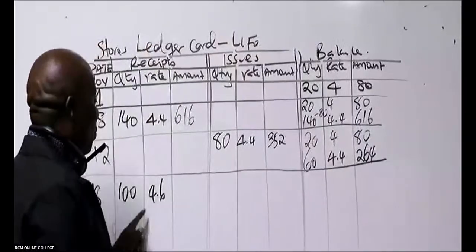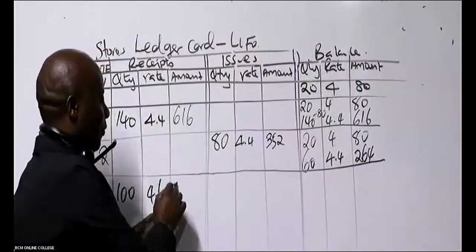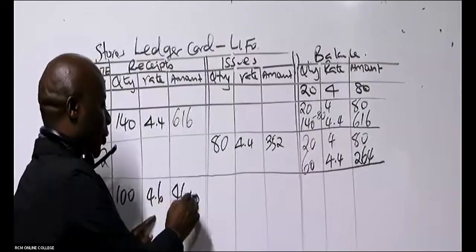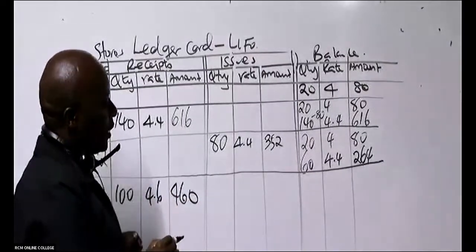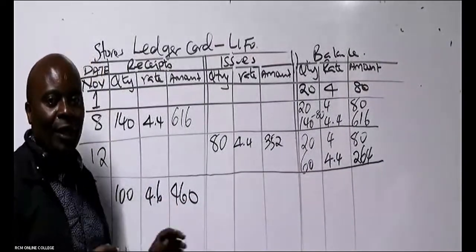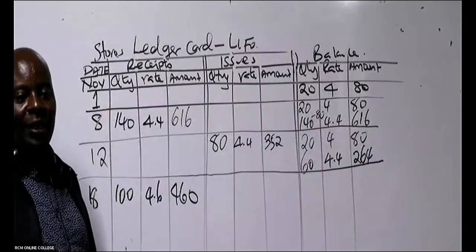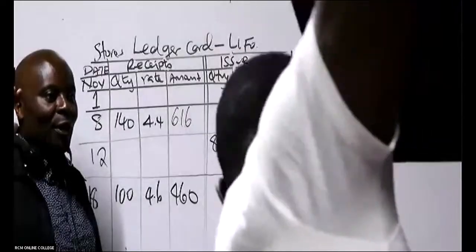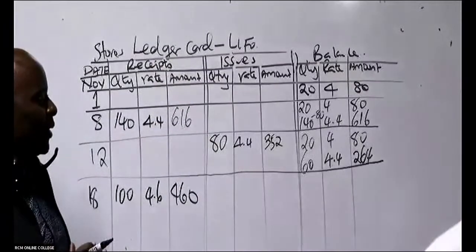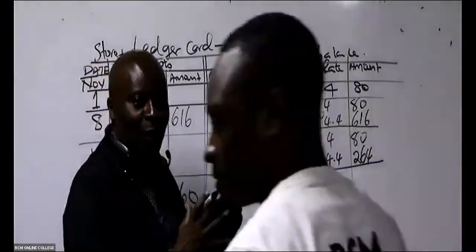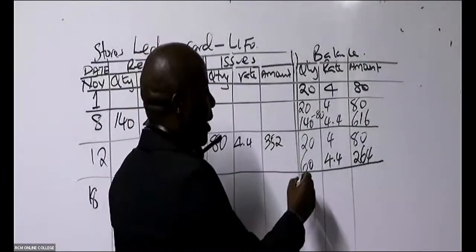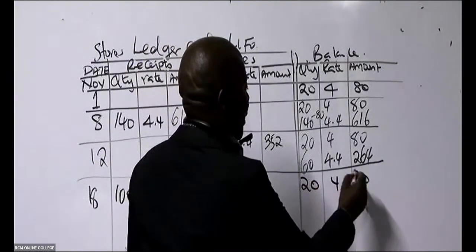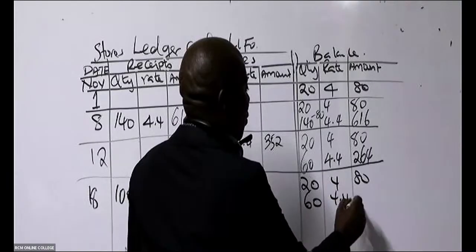Now 100 times 4.6 gives me 460, isn't it? Now from there, ladies and gentlemen, receive and update your balance. So balances, don't forget, don't add. So we have here 24, 18, 64.4, 264.